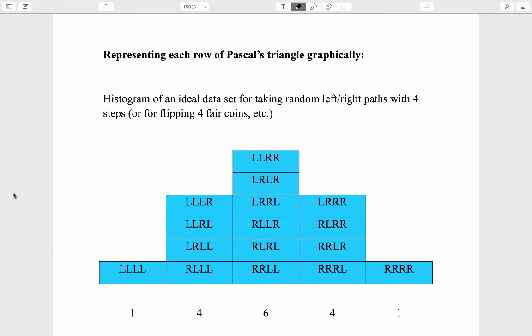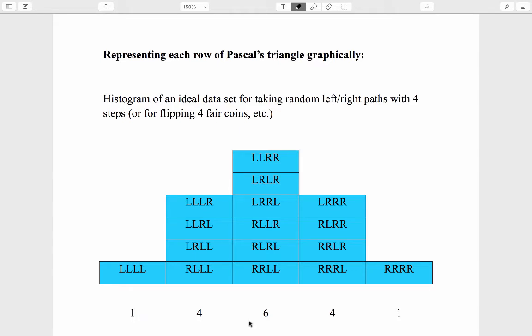Something important is going on here, and we can understand it better by representing each row of Pascal's triangle graphically. In particular, we could take, for example, row 4 of Pascal's triangle written out down here. For each number in that row, we can draw a rectangle whose height is that number. So above 1, we have a rectangle that's 1 unit high. Above 4, we have a rectangle that's 4 units high. Above 6, we have a rectangle that's 6 units high.